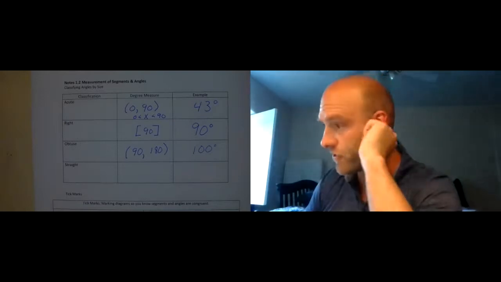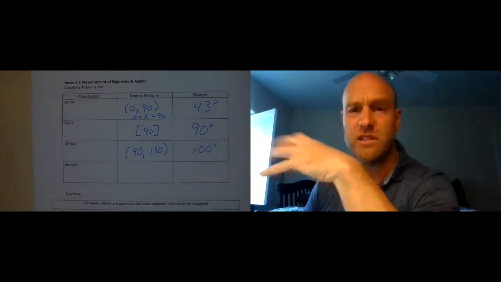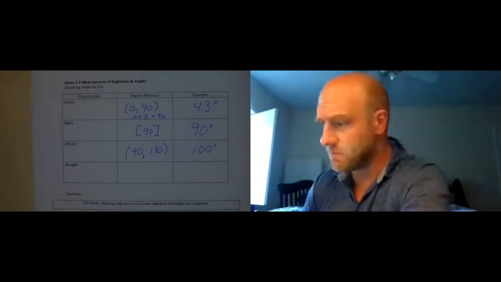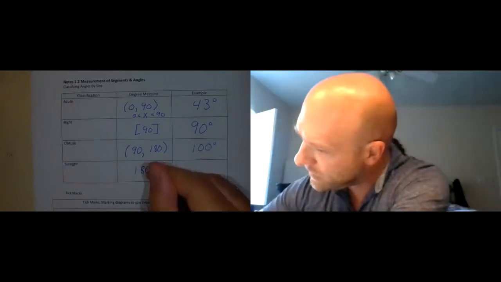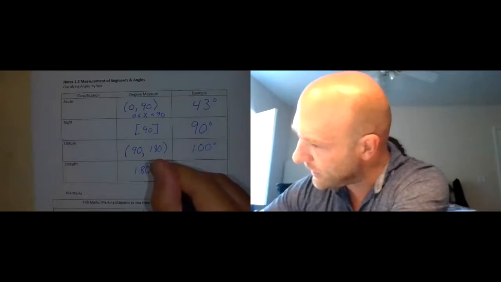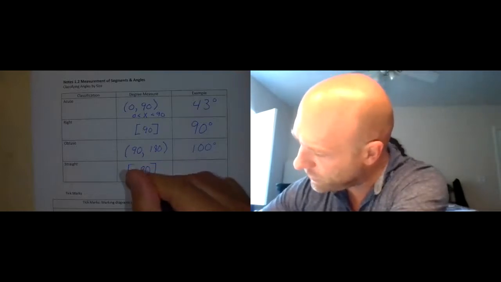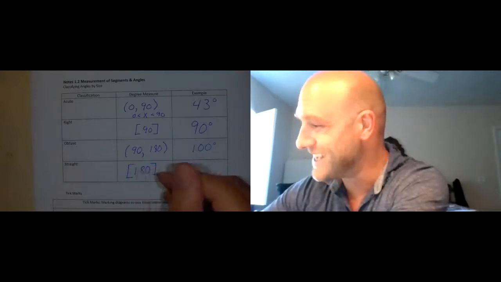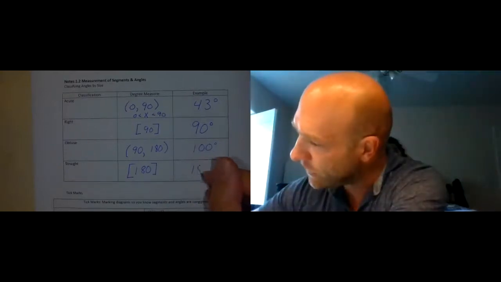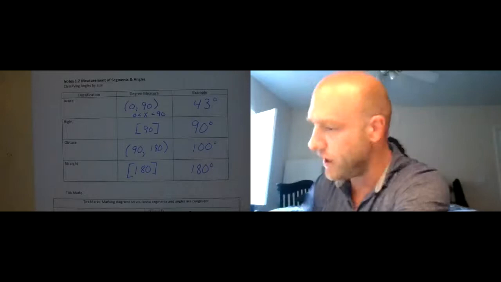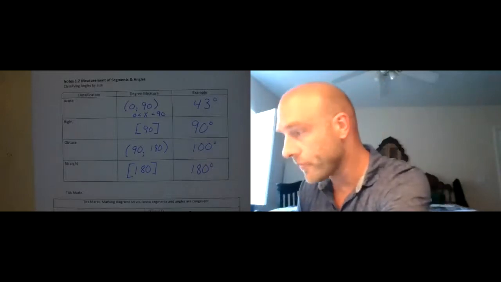And finally, a straight angle isn't really an angle if you ask me. It is a line, but so it goes. It is 180 degrees and only 180 degrees. So we're going to put it's equal to it by putting those brackets. And the only example is that it must be 180 degrees.